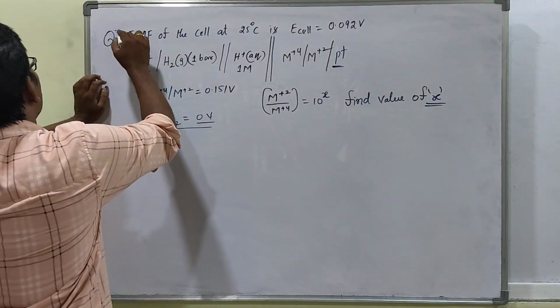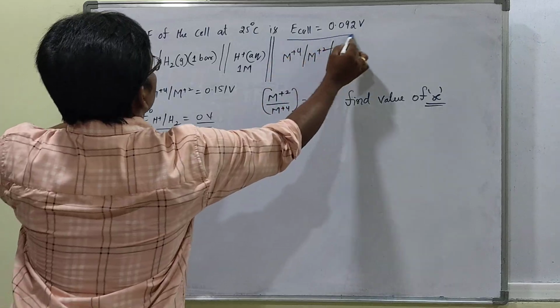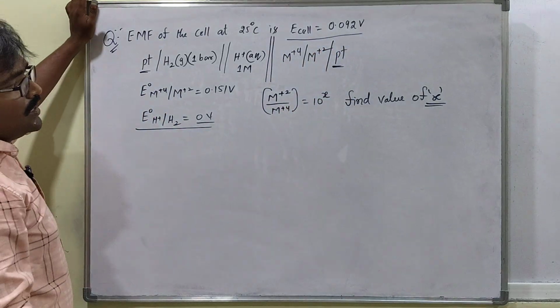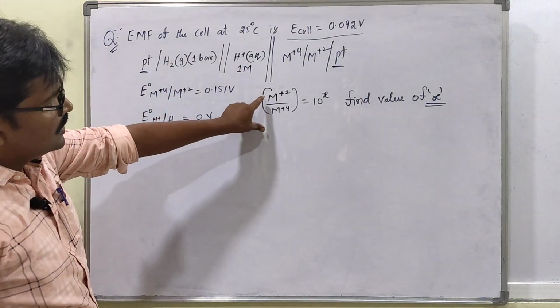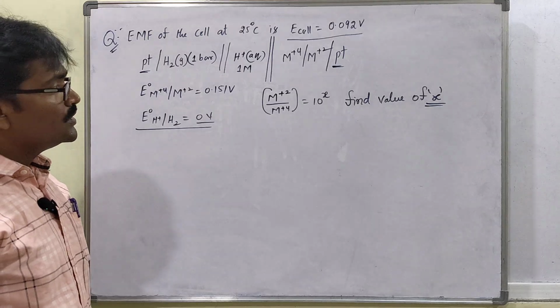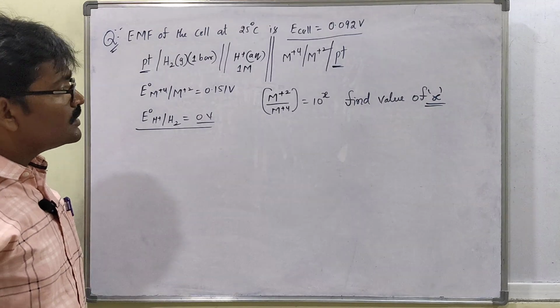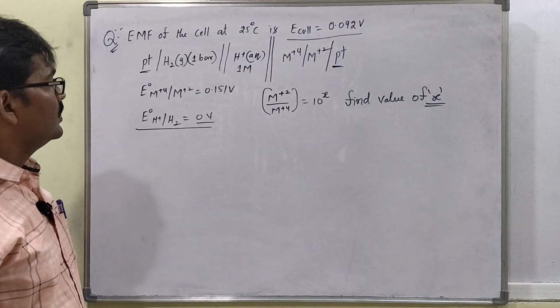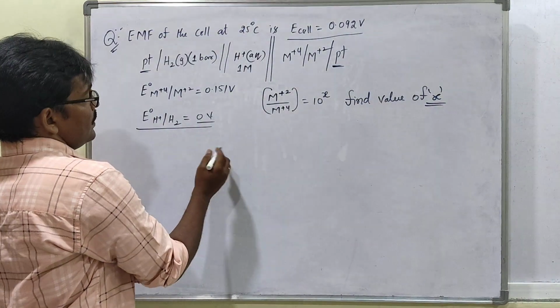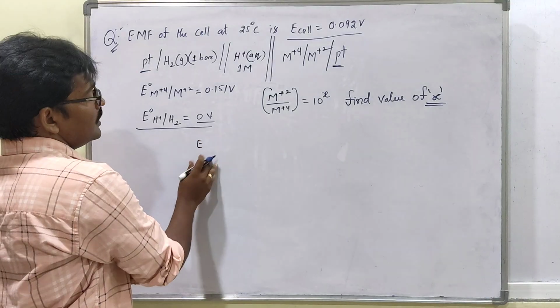So what we have to use for this question? Observe it carefully. EMF of this cell is already given. Then E0 cell we can find out. Then what did they ask? Concentration of M plus 2 divided by M plus 4 value is 10 to the power of x. Then what is the value of x? They are asking this question. So look at my dear students, how to do this? First I'm writing the Nernst equation.